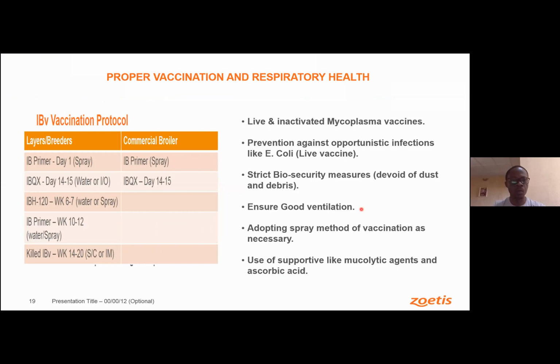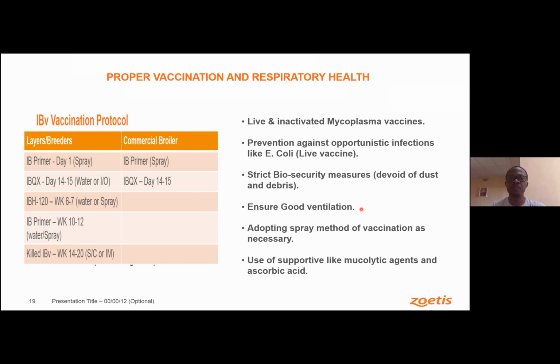So we have a vaccination program that we have used in the past year for layers, breeders and broilers. Like I said, I'm not going to go through this because it varies from one point to the other, but this is like an average of what we have used. We have also used live and inactivated mycoplasma vaccines. We have used live E. coli vaccines. Then strict biosecurity, devoid of dust and debris, and even separation of sites in some cases, like Chris mentioned, is very, very important.